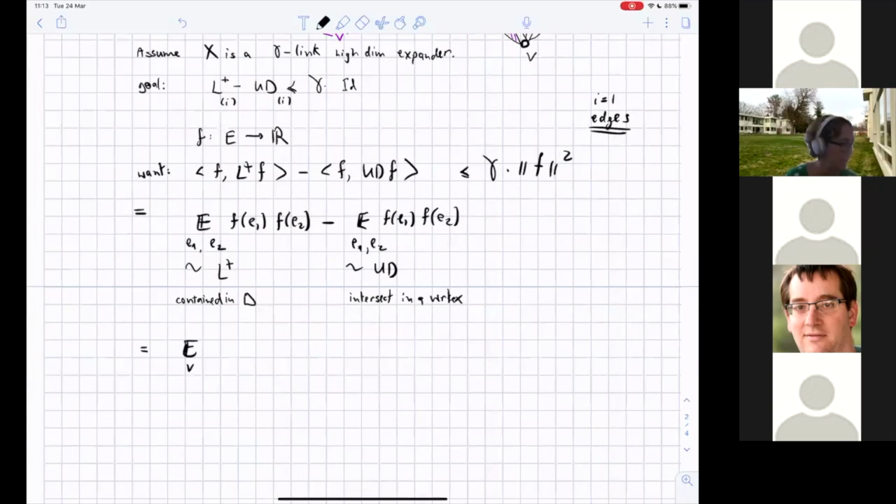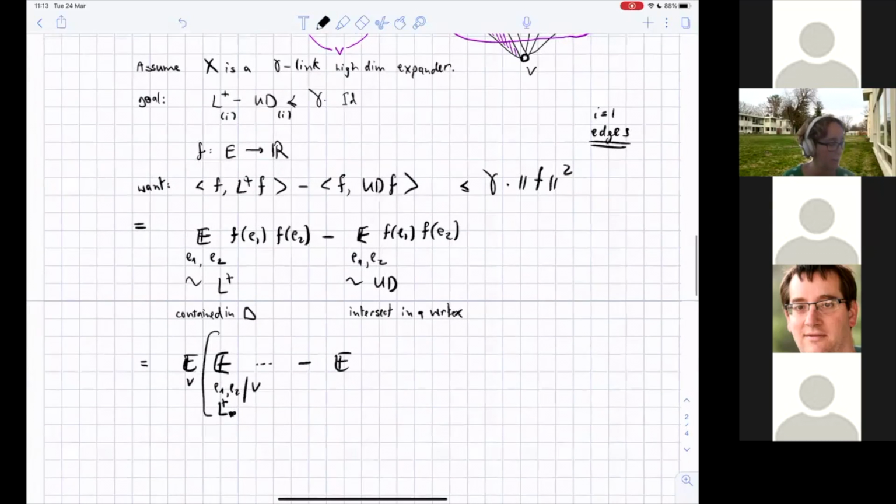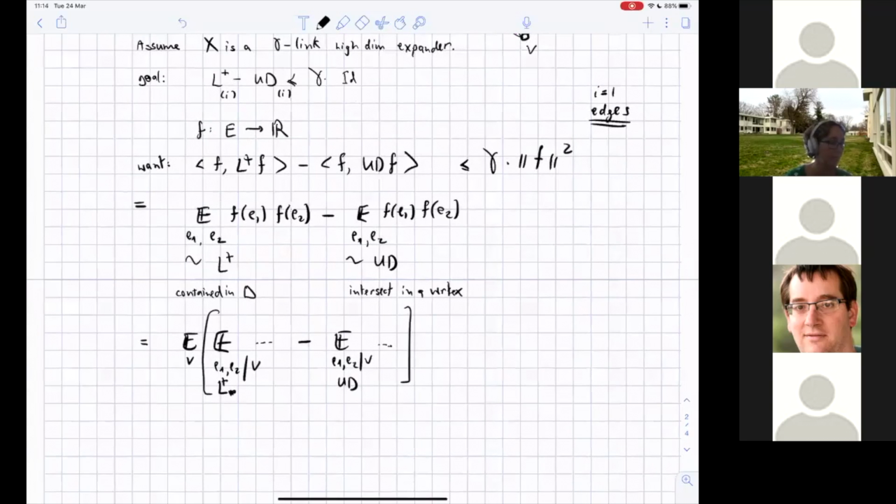Choose the vertex and then choose E1 and E2 conditioned on the vertex in L plus. And the same thing here: we do the conditioning on the vertex once, and then inside we write it once with L plus, and once with UD. So far it's just changing the way I write it, but these two things are equal.